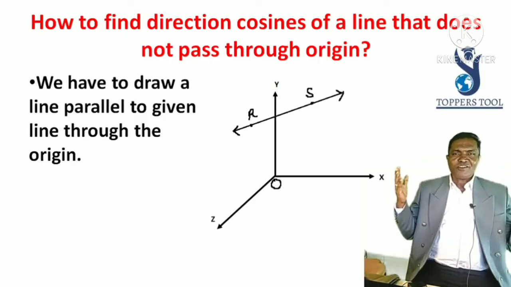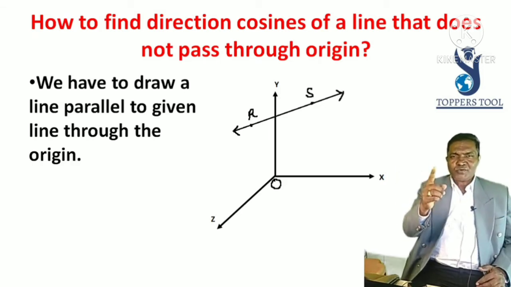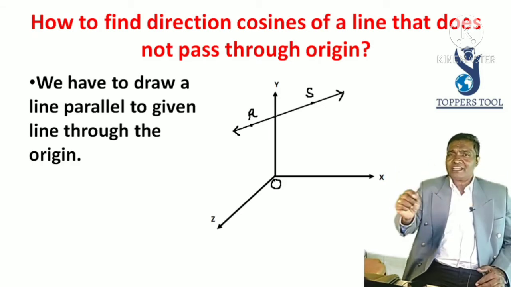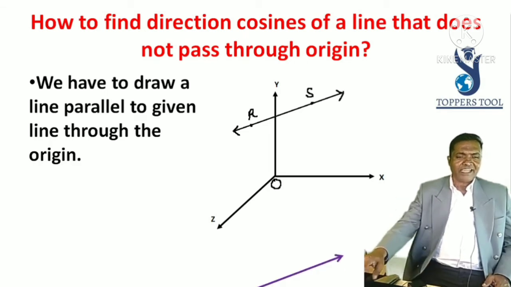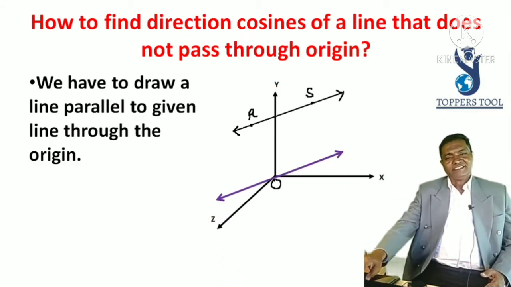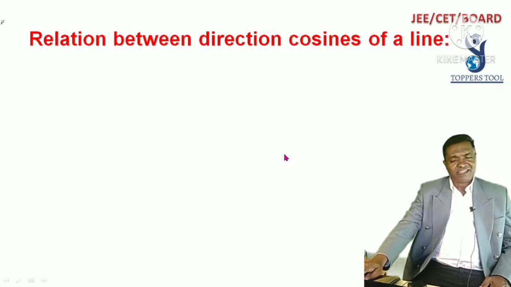So in order to find direction cosines of a line that is in space, you have to draw a line parallel to that line passing through origin, and you have to find the direction cosines of this line that gives you direction cosines of given line.